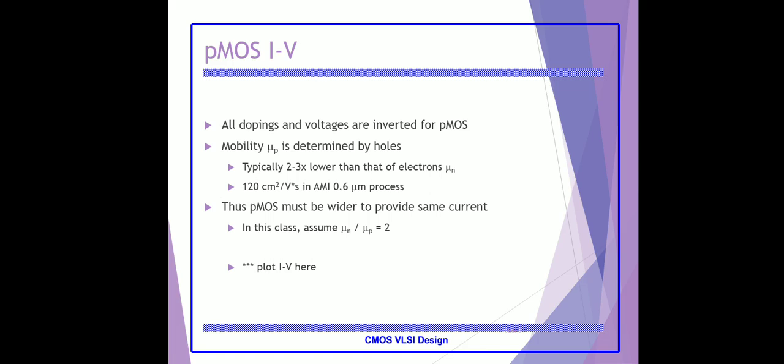While considering the PMOS IV characteristics, here also we have three modes of operation: saturation mode, triode mode, and cutoff region, but these occur on the negative side, that is VGS values will be minus 1 volt, minus 2 volt or minus 3 volt. All the dopings and the voltages are inverted for the PMOS. Mobility is determined by the holes, and typically it is 2 to 3 times lower than for electrons. Thus the PMOS must be sized to provide the same current.